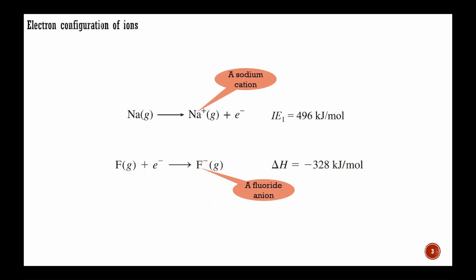By removing an electron from or adding an electron to an atom, we obtain ions, and in this lecture, we are going to discuss electron configurations and some other properties of cations and anions.